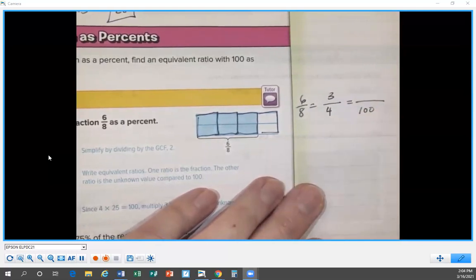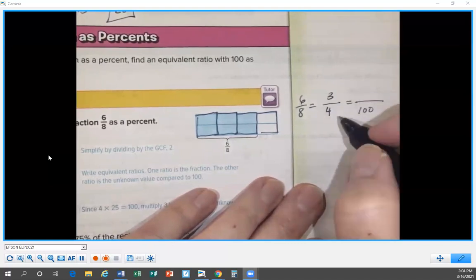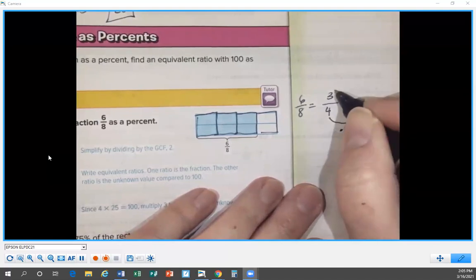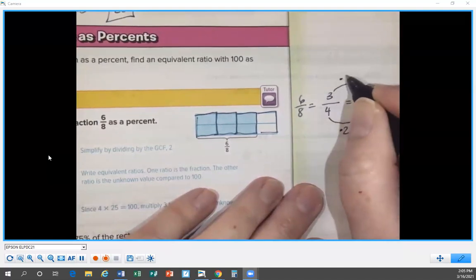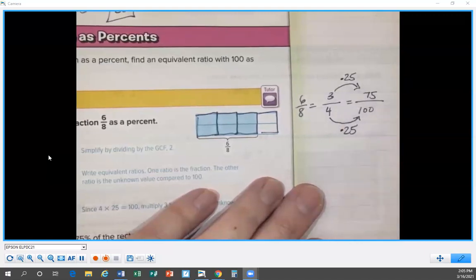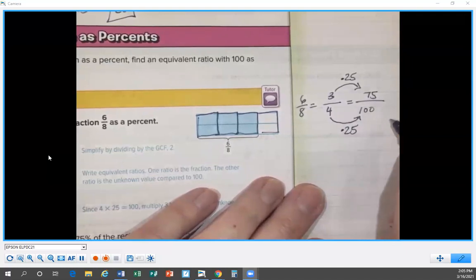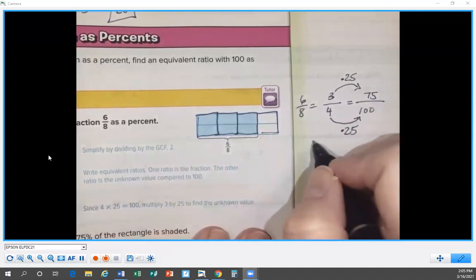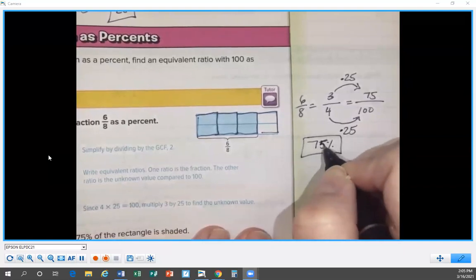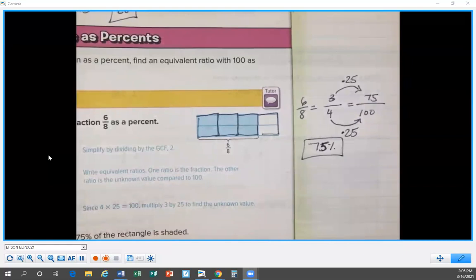Okay, so again, we're doing these problems without a calculator, okay? So 3/4. How many times does 4 go into 100? 25. So what do I need to do to my numerator? Also multiply by 25. 3 times 25 is 75. And now that we have it out of 100, 75 hundredths is the same as 75%. Okay, so that answer is 75%. All right.